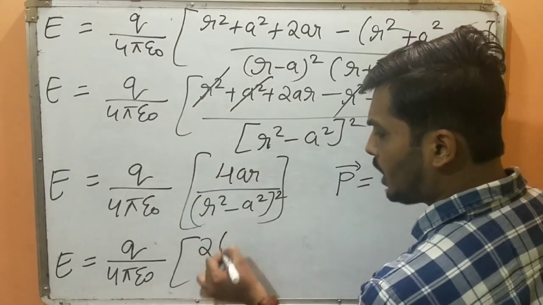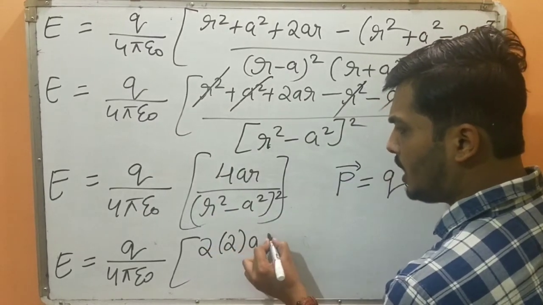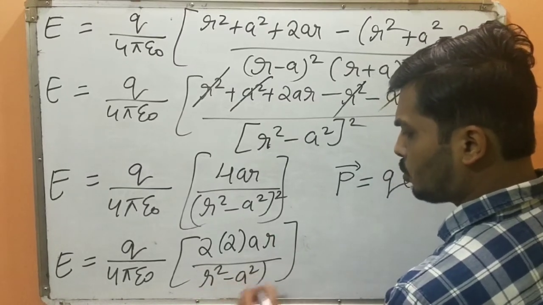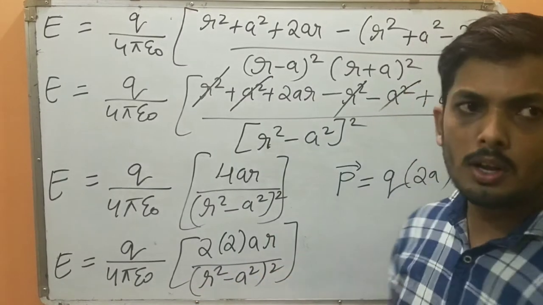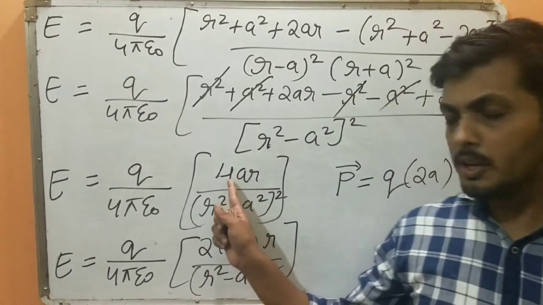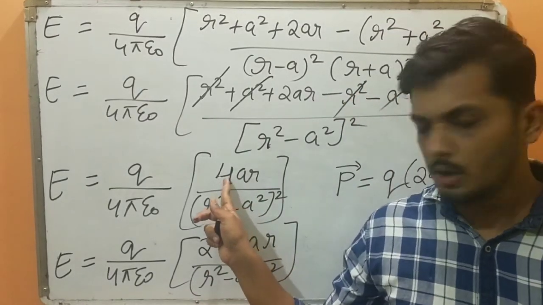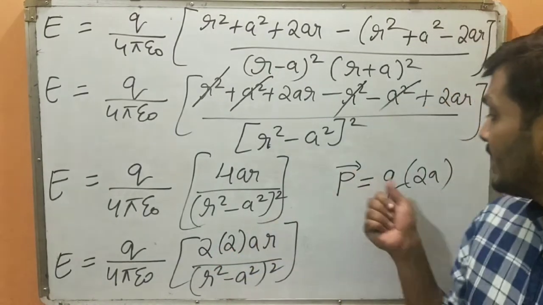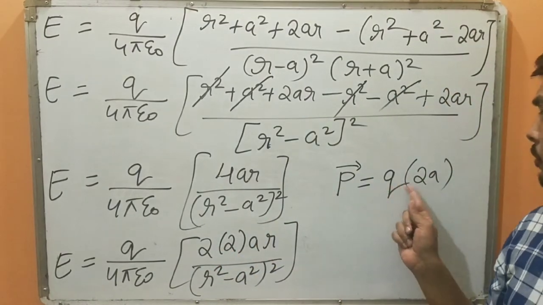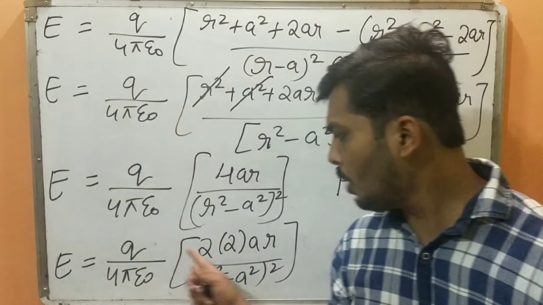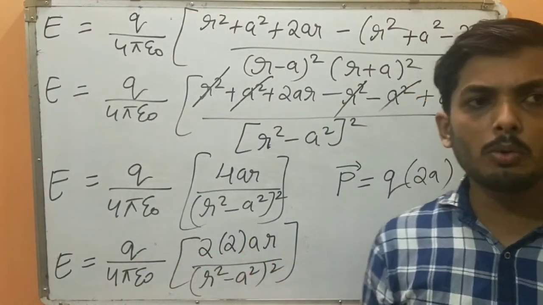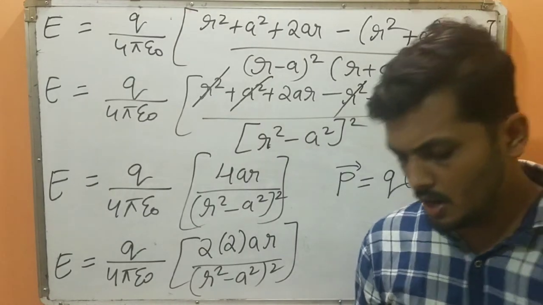So can I write 4 as 2 into 2a into the bracket r square minus a square the whole square? Is it not? Nothing wrong in this, right? So what I have done is simply split this 4 into 2 into 2, so that I can get p in terms of q2a. So now I have q, also I have 2, and also I have a. So q2a is nothing but what? A dipole moment, which is again p.